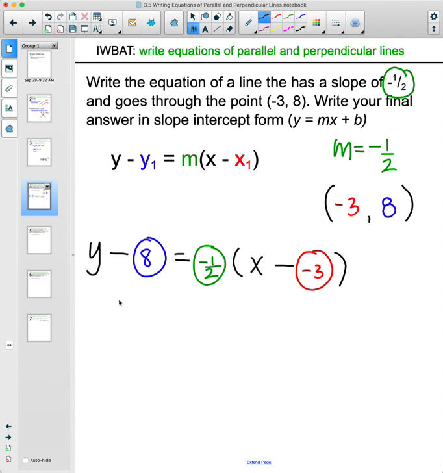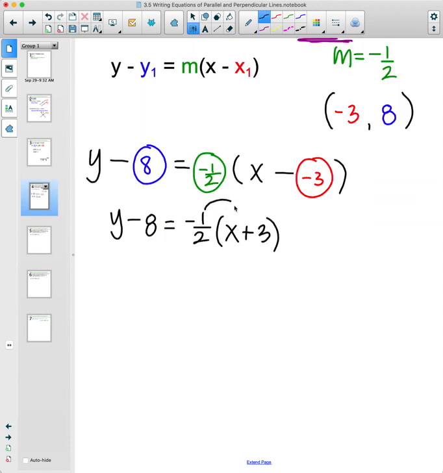Then I like to just simplify it a little bit. So we just have y minus 8 equals -1/2, and then here we have x minus -3. So the minus and the minus will combine to make a plus, and then 3. Now the other part of this problem wanted us to write the answer in slope-intercept form. So we just need to distribute this -1/2 in. So we'll get y minus 8 equals -1/2 x, and then -1/2 times 3.